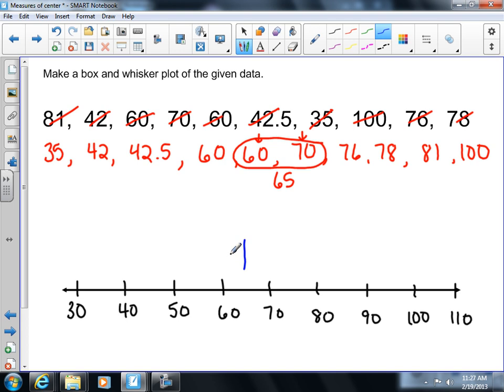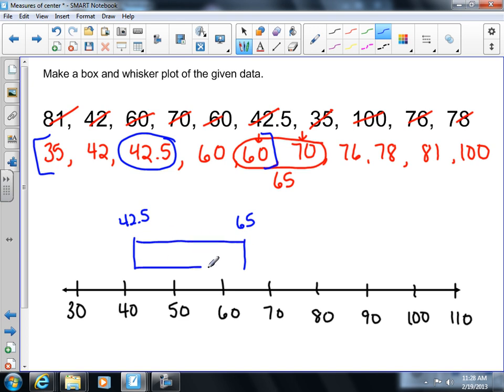What's my next step? We need the lower quartile and the upper quartile. Okay, what numbers am I going to include for this lower quartile? Right, so go down from 60 to 35. What's my middle number? 42 and a half. So let's go to 42 and a half approximately. Oh, and I need to label these as I'm doing them. 42 and a half. And this will be 65. And what do I do with them now? Connect them to make a box. So this is my lower quartile.